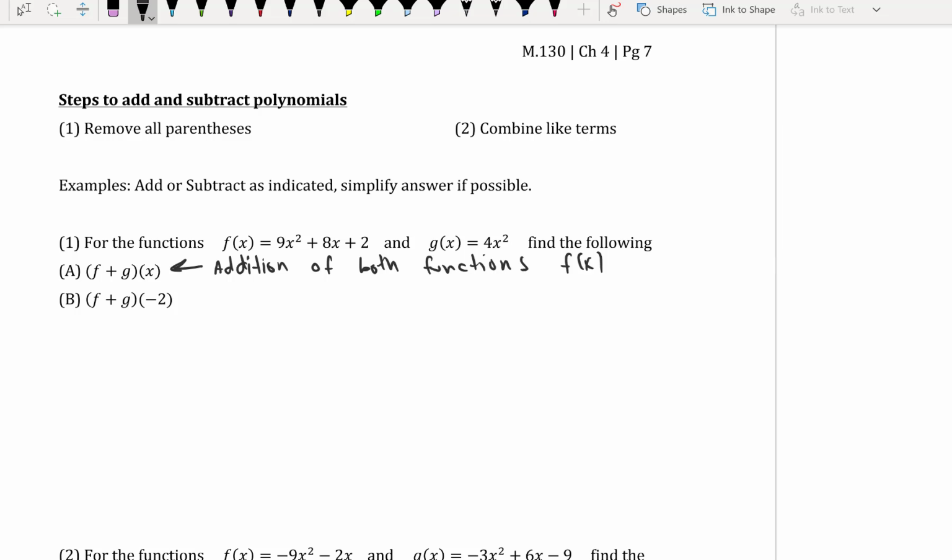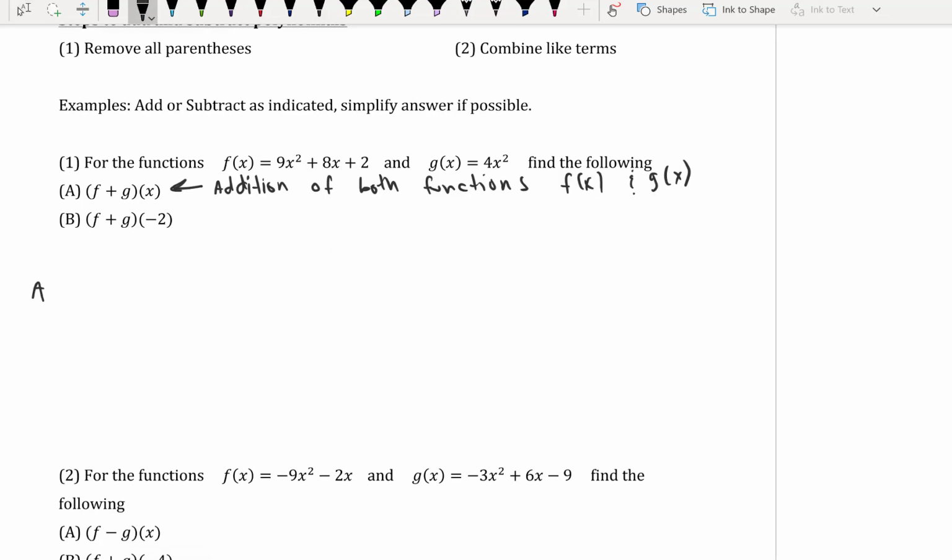My f of x and my g of x. So for part A, I'm going to add my two functions together. So I have my f of x and I have my g of x. So what we're saying is that I'm going to have my f, color coordinate here, f of x plus my g of x. So I'm just adding these two functions together.